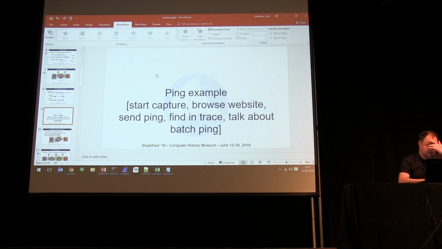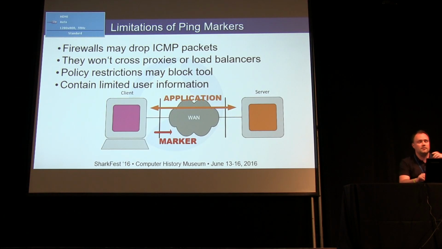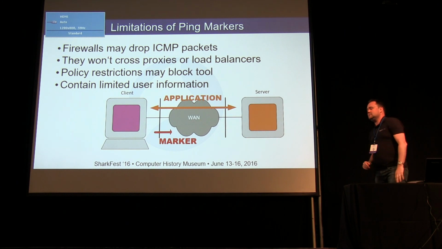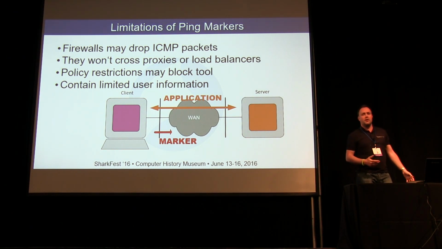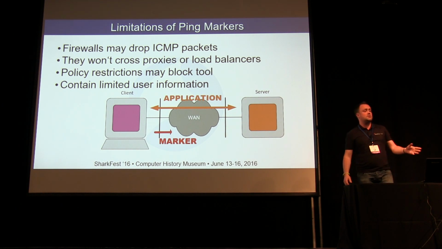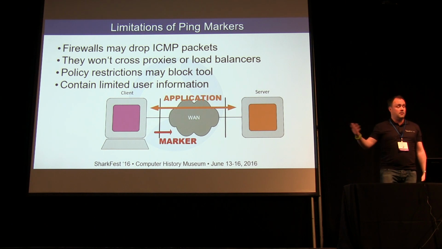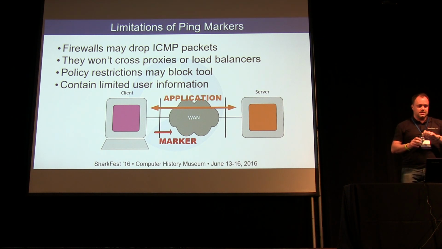So I go back to my presentation in here. There are some obvious limitations of ping markers. Firstly, you're going to have firewalls or devices in the way that are probably going to drop your packets. So you may see your ping markers close to the PC, but you may not get them in your data center traces for correlation. And that's a bit of an issue.